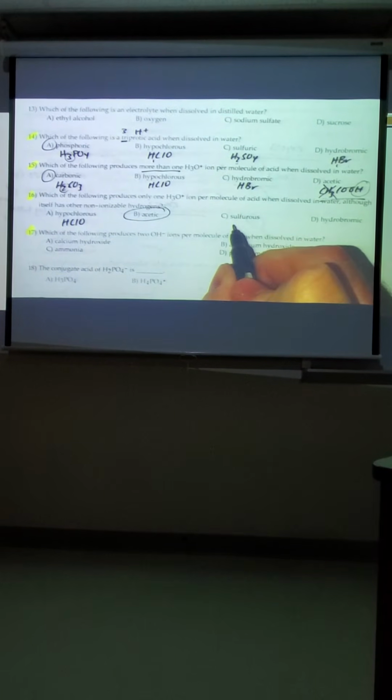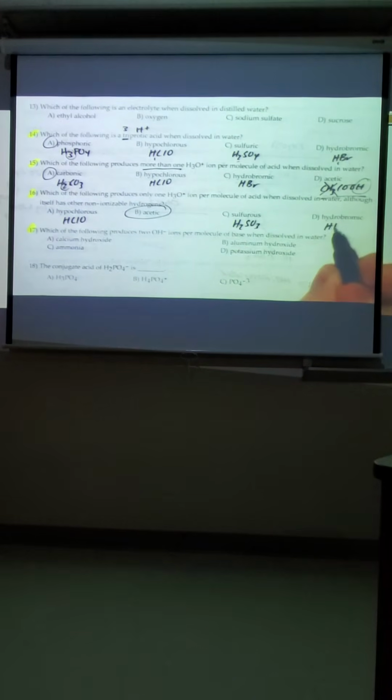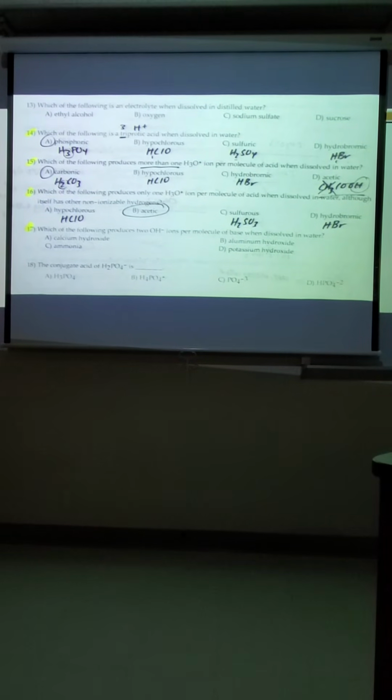16 says, which one is only 1, but it looks like it has more, and that was acetic acid. Acetic acid is now letter B down here. Hypochlorous still only 1 H. Sulfurous is dropping oxygen, so H2SO3. And hydrobromic back to HBr. So it is important to know your acids. Definitely know how many hydrogens they have, but that's predicted by their charges, and most of these have charges predictable from the periodic table, either by coincidence or by family.